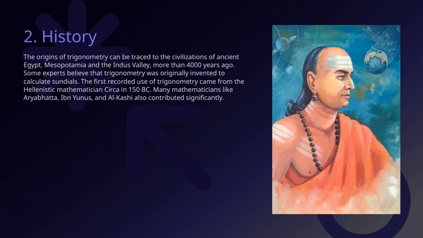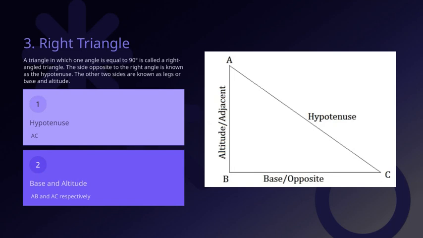All of these historical developments highlight how trigonometry evolved across different cultures, connecting to our overall theme of mathematical progress and discovery. Let's take a closer look at the key components of a right-angled triangle.